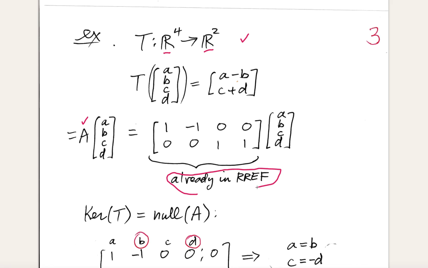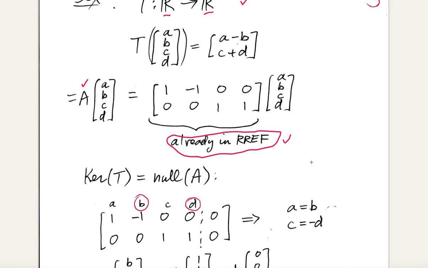They didn't show it as a matrix product, so I'm taking that slightly different viewpoint. I want to mention here already that matrix A corresponding to the transformation T is already in row reduced echelon form. I'm just going to mention that here because I'm going to state a couple of things.